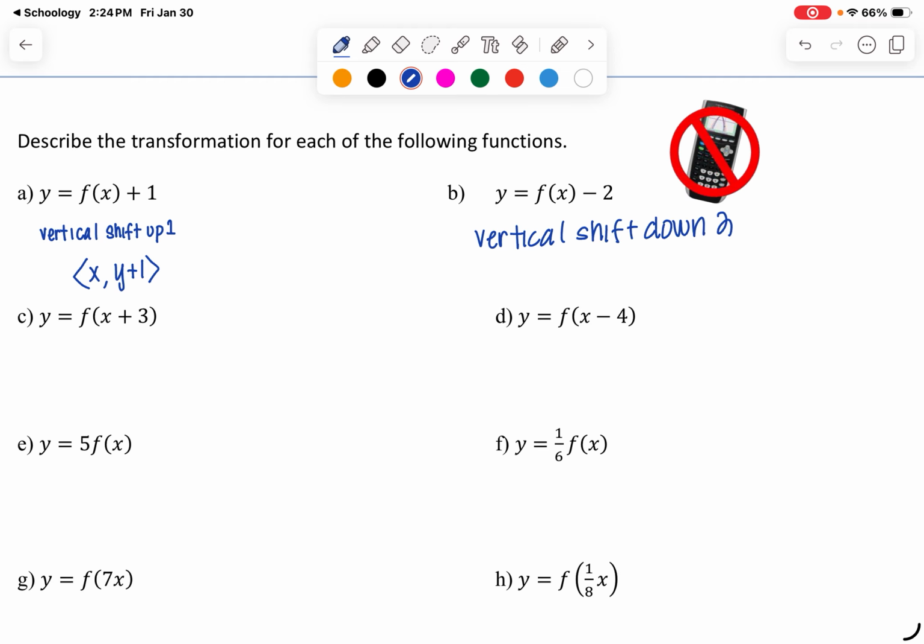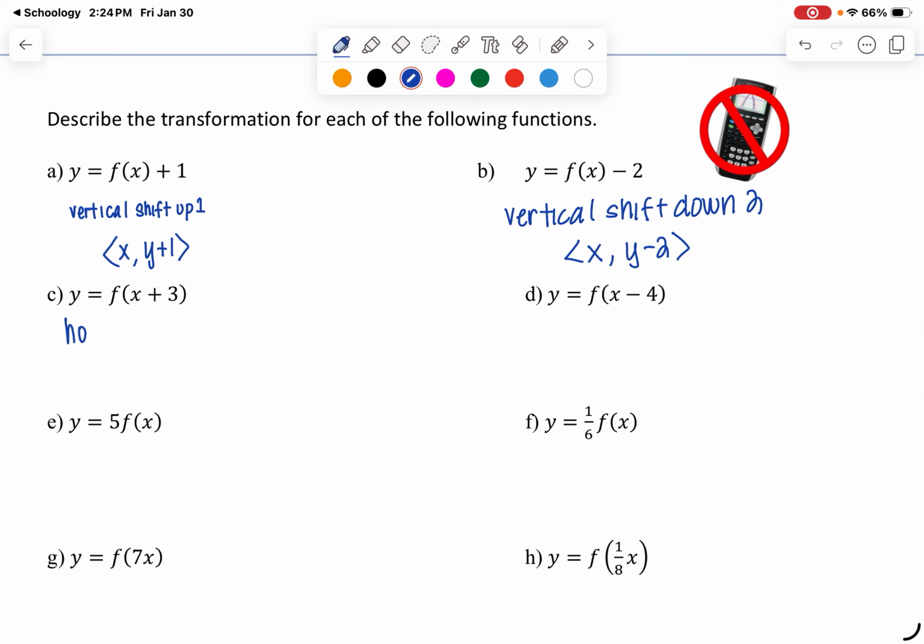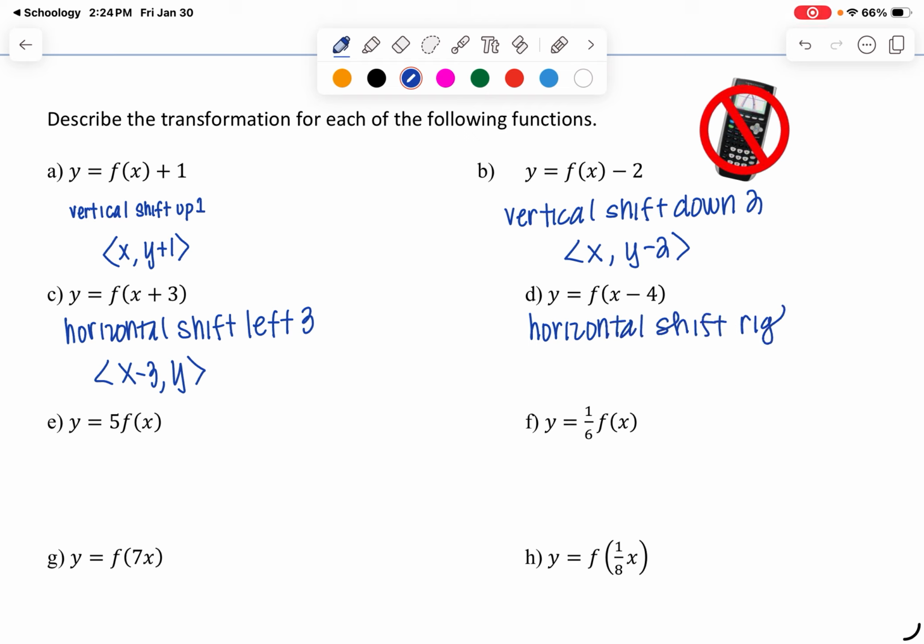And the rule for that would be keep your x the same and then subtract 2 from your y's. This is a horizontal shift left 3. So we are going to subtract 3 from our x values, leave your y values alone. This is a horizontal shift right 4. So we would add 4 to our x values and leave your y values alone.